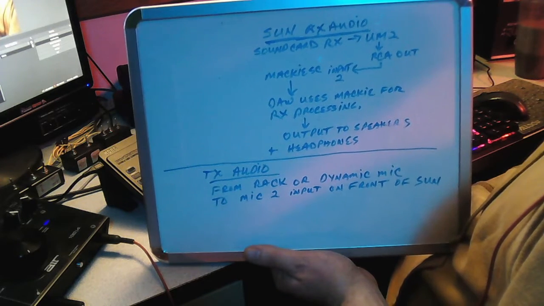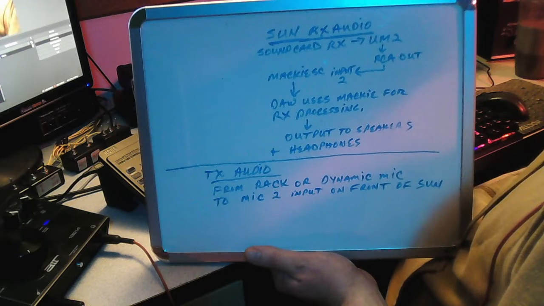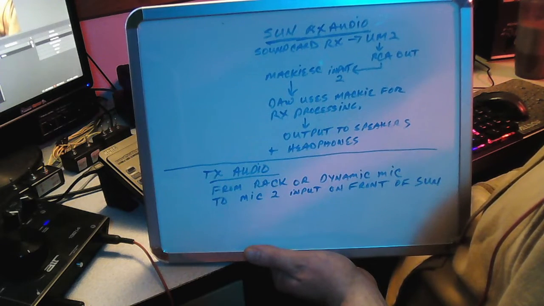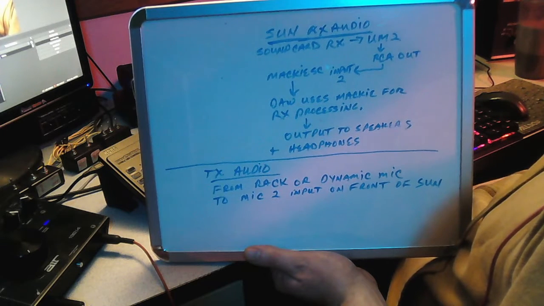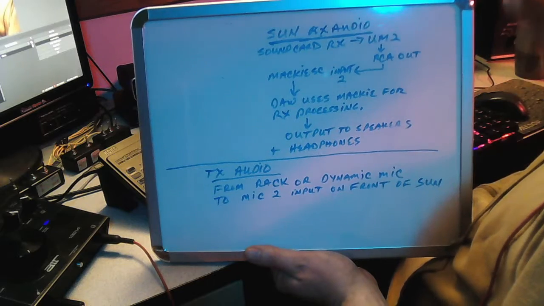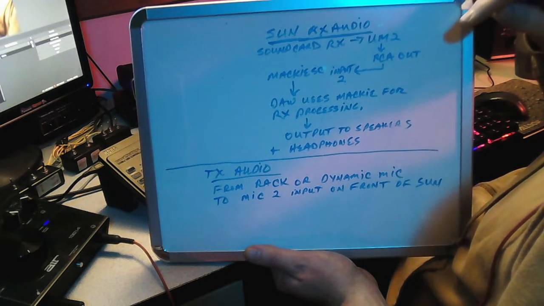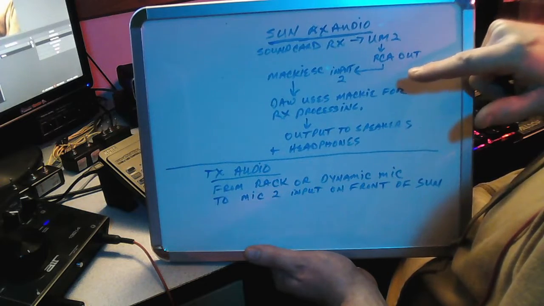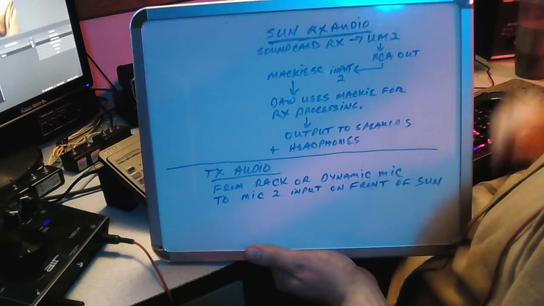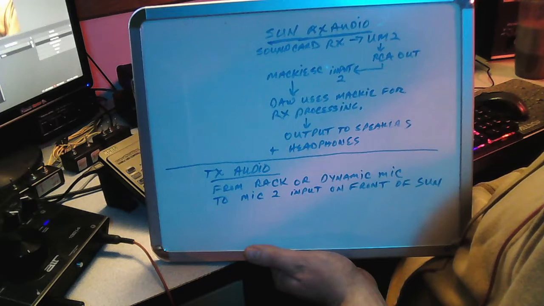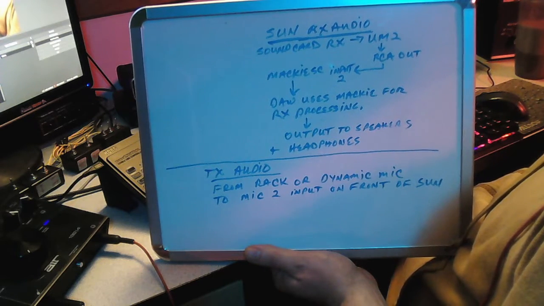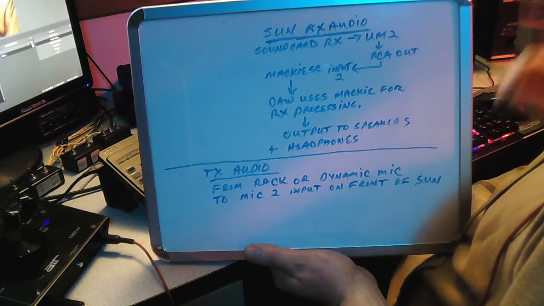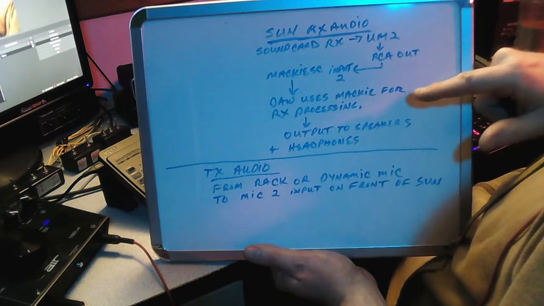So I come out a channel of the UM2, and in my case I can't remember, I think it's left channel or right channel, but I'll get into that in a moment. You only need one channel coming out of the UM2. That comes out analog into input 2 of the Mackie. Now the Mackie is the card set up on the DAW. All right, that's what the DAW uses to process the RX audio. So that comes into input 2, and then the DAW uses the Mackie for RX audio processing.